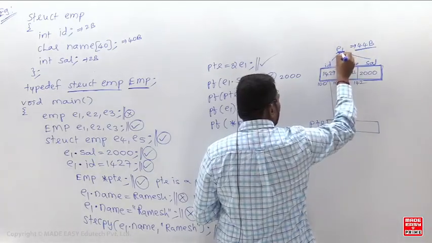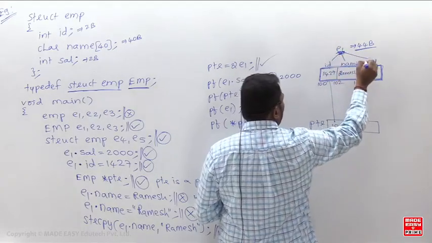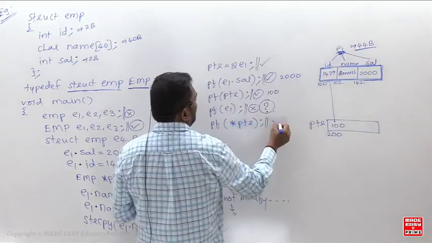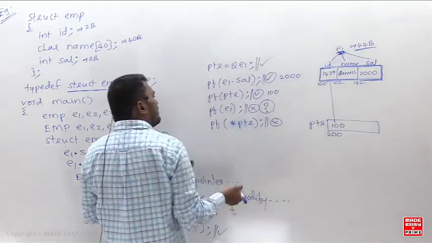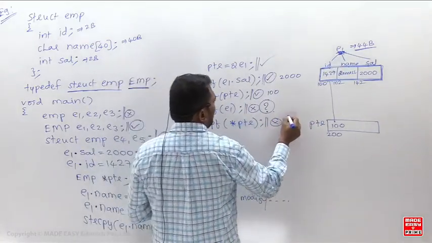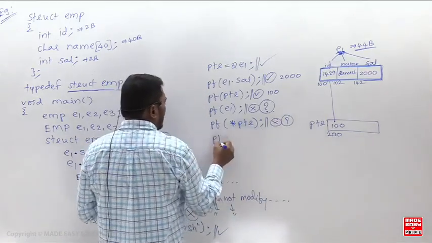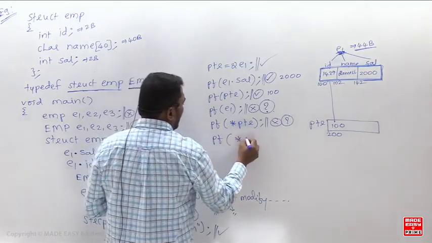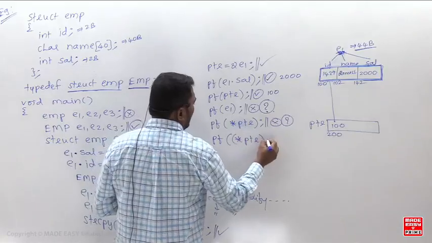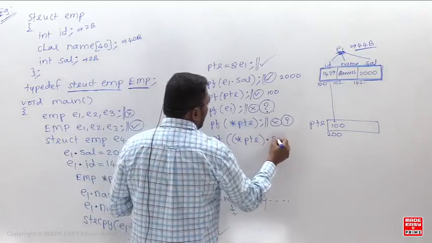You should have a clarity, ID or name or salary. So same thing, that is not allowed. Maybe some compiler may give an error. So I am writing a question mark, because there is no clarity. And next, if I write star PTR, look at here, dot salary.